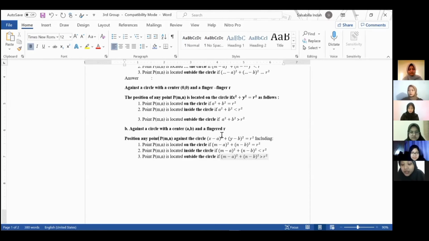Position of any point P(m, n) against the circle (x minus a) squared plus (y minus b) squared equals r squared, including number 1, point P(m, n) is located on the circle if (m minus a) squared plus (n minus b) squared is equal to r squared. Number 2, point P is located inside the circle if (m minus a) squared plus (n minus b) squared is less than r squared. Number 3, point P is located outside the circle if (m minus a) squared plus (n minus b) squared is greater than r squared.